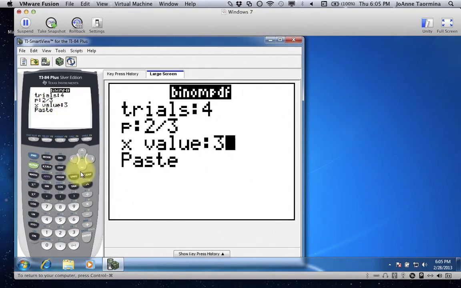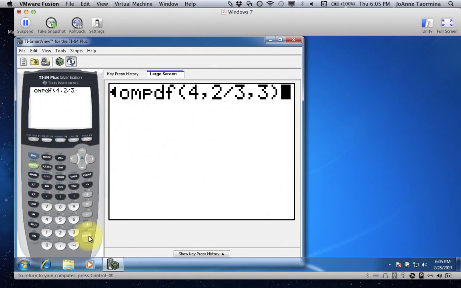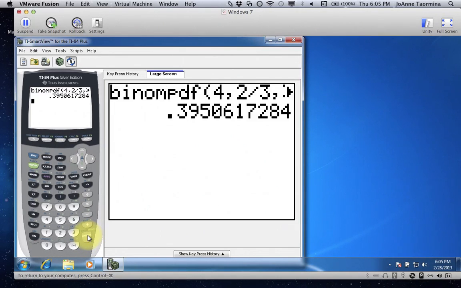So after the 3 numbers are entered, you're going to go down to paste, hit enter, and enter that on your home screen. Press enter again. Okay, here's your answer, 0.3951, because we're going to round to 4 decimal places. So since that's a 6, we're going to bring the 0 up to a 1, 0.3951. As a decimal, also it could be expressed as a percent, 39.51%.